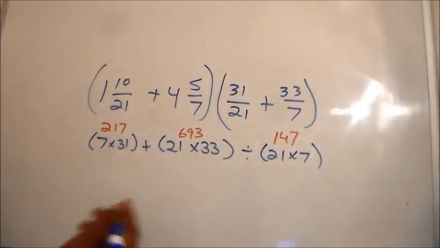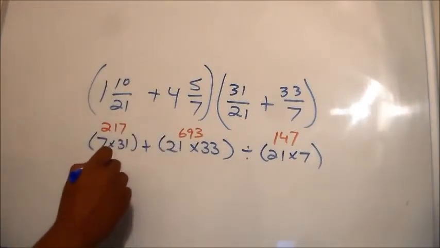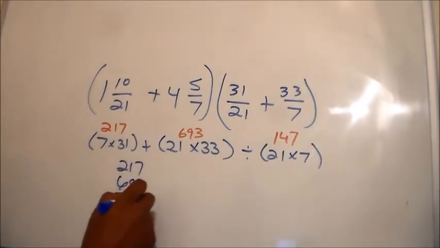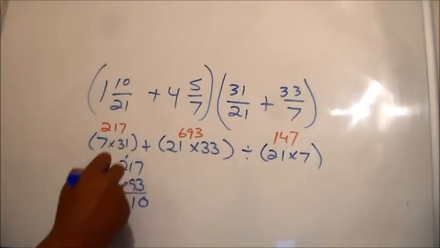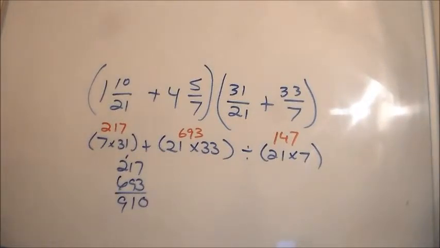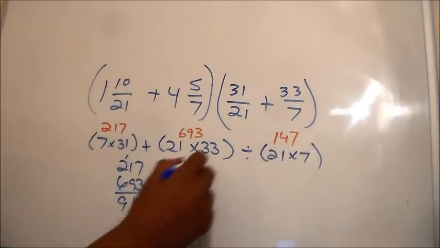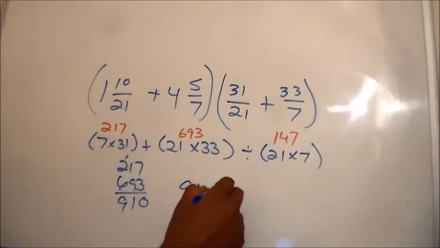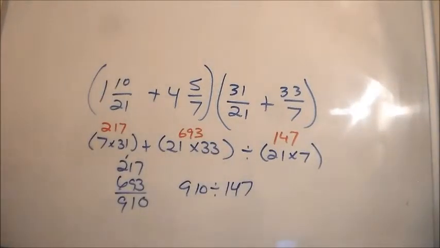So then the next thing we would have to do is add this. 217 plus 693 is 910. So we take 910, which is this, and we'd have to divide that by 147. Now, for me, I could do it. If you hate fractions and you're not very good at fractions, this could be a bear for you.